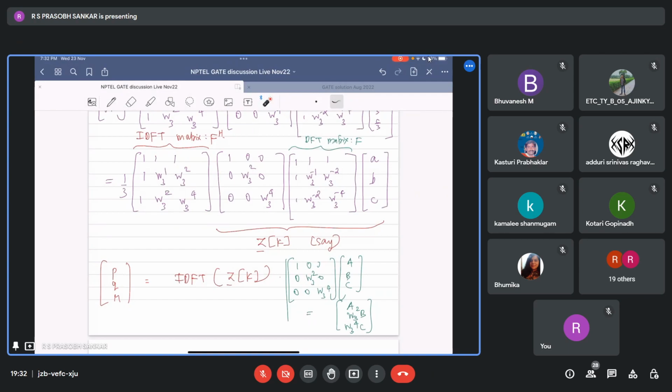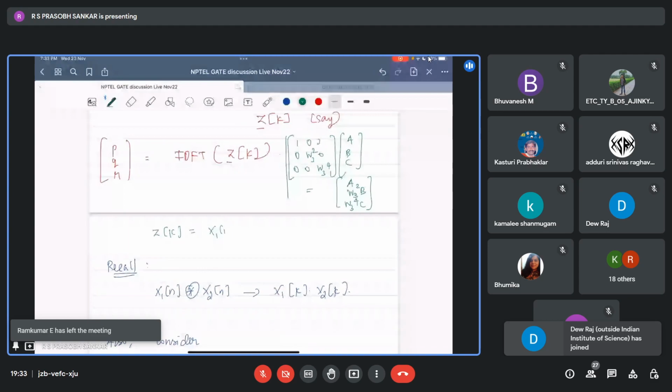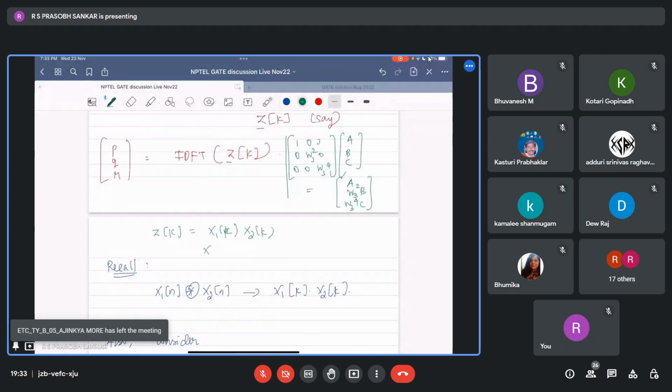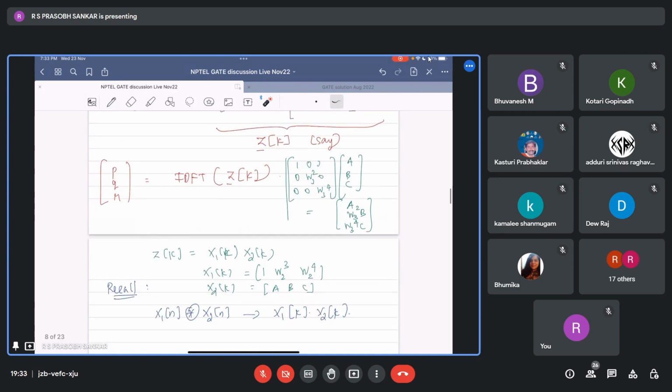Hello, I'm still there, right? So what I'm telling is that this entire thing in this red bracket is nothing but something like this. I have two sequences, ABC and one omega. So the entire thing in this red bracket is equal to X1[k] times X2[k], where X1[k] is basically our 1, W3 square, W3 power 4, and X2[k] is basically ABC. Is everyone fine with this fact? If something is confusing, please let me know. Up to here, is it okay?